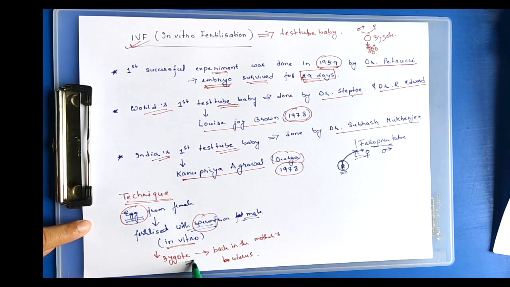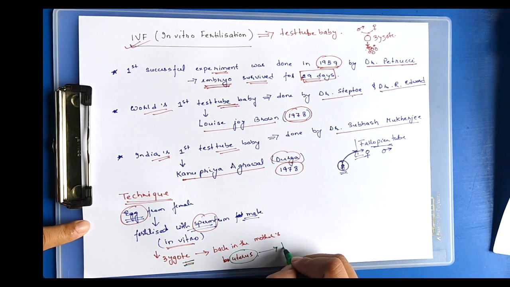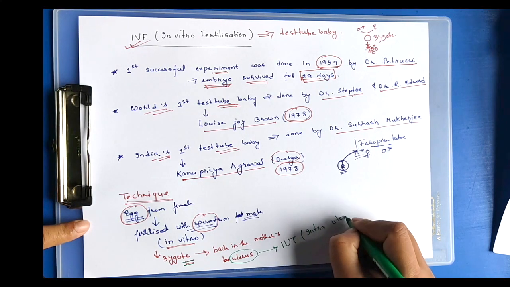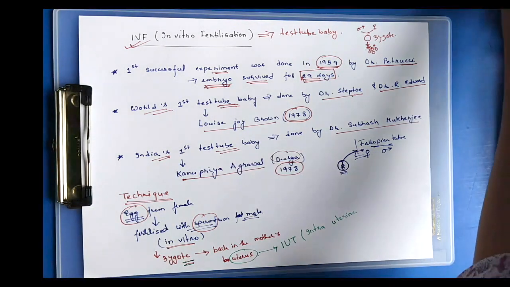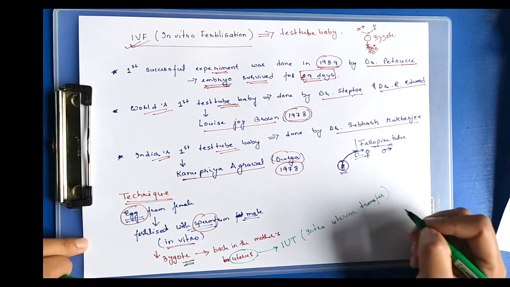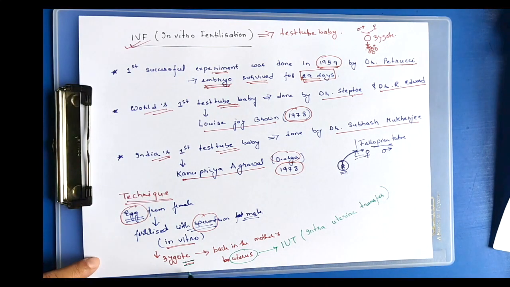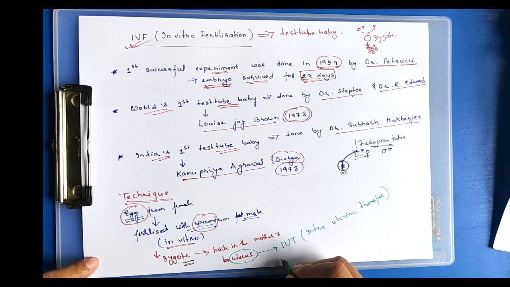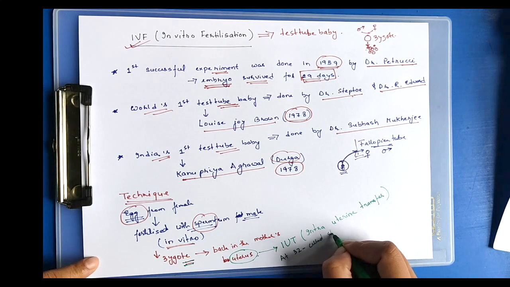If the zygote or the embryo is transferred back in the mother's uterus, then it is known as IUT, which is intrauterine transfer. The embryo which is transferred in the uterus using IUT is at the 32 cell stage.